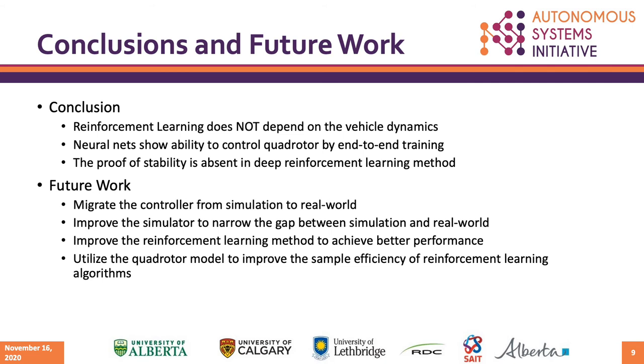So here is our conclusion and future work. Reinforcement learning does not depend on the vehicle dynamics to work. Neural nets show the ability to control the quadrotor by end-to-end training. The proof of stability is absent in the deep reinforcement learning method. And the future work includes migrating the controller from the simulation to the real world, improving the simulator to narrow the gap between simulation and the real world, improving the reinforcement learning method to achieve better performance, and also utilizing the quadrotor model to improve the sample efficiency of the reinforcement learning algorithms.